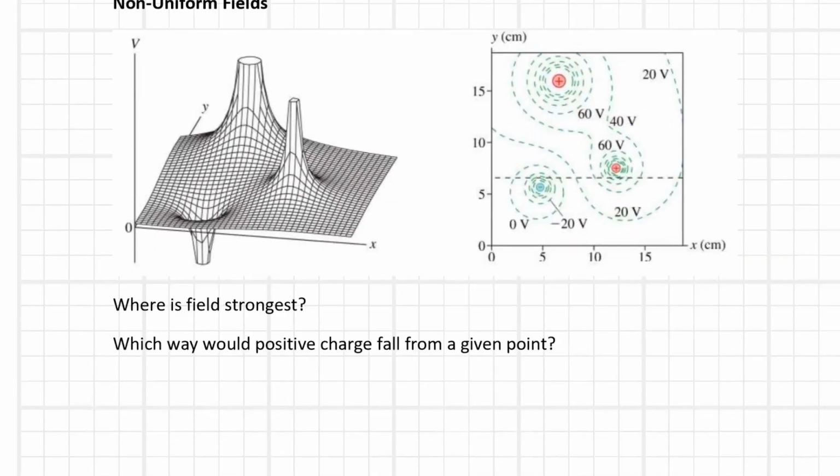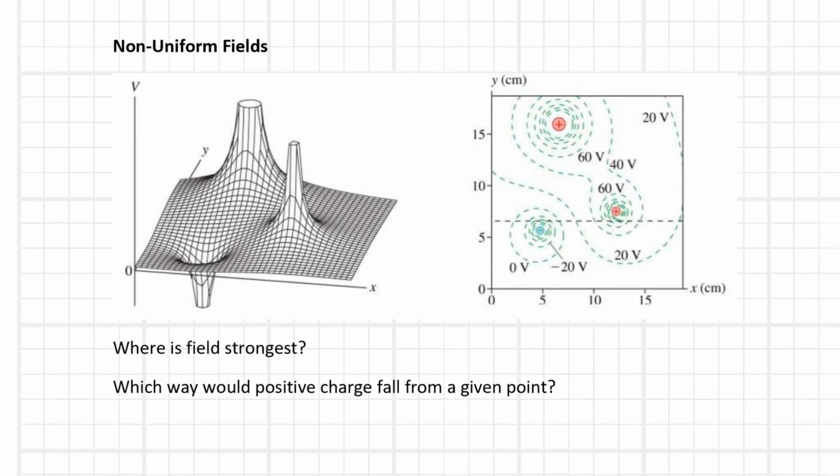Let's talk about non-uniform fields a little bit. So, wow, this is a really cool diagram. These are two diagrams of the same thing. I did a good job of finding a neat picture on the internet. We've got a positive charge, and these things actually keep on going up. There's a positive charge, there's a positive charge. They create potential hills, and here's a negative charge.